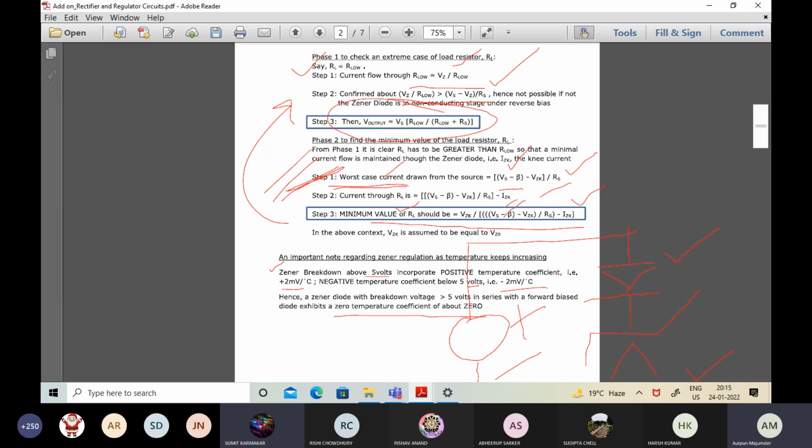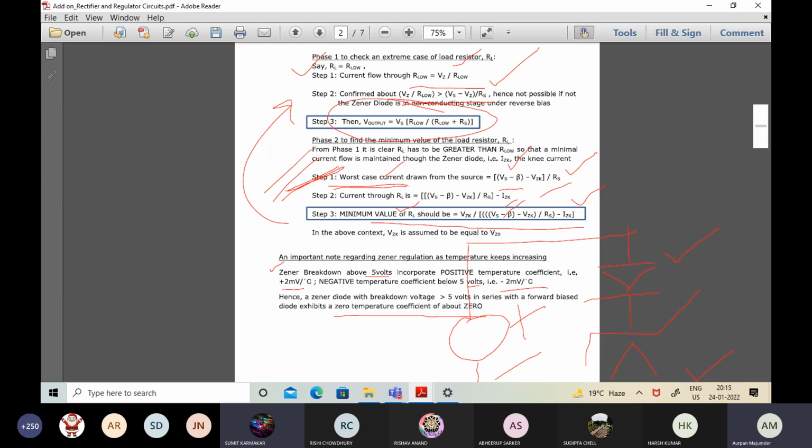Let me give you a very practical example. Vzk will be of the order of, let us say, 6.3 volts, and Vz is of the order of 6.7 volts. It's not too much of a difference. So that's the point. If you apply this minimal level of current, then you start off from step 1. Then you find out the current through RL, obviously. And we know the value of the current through the Zener, that is IZK that we're referring to.